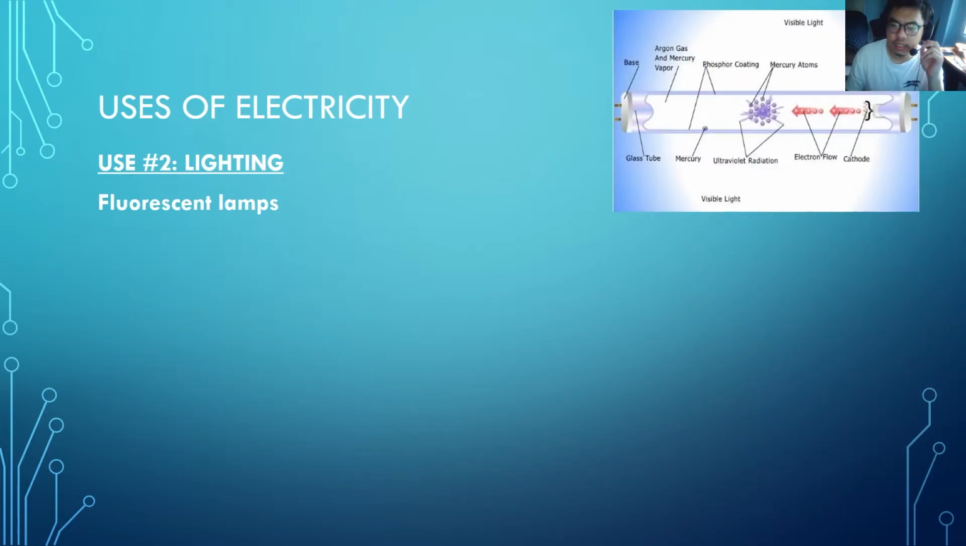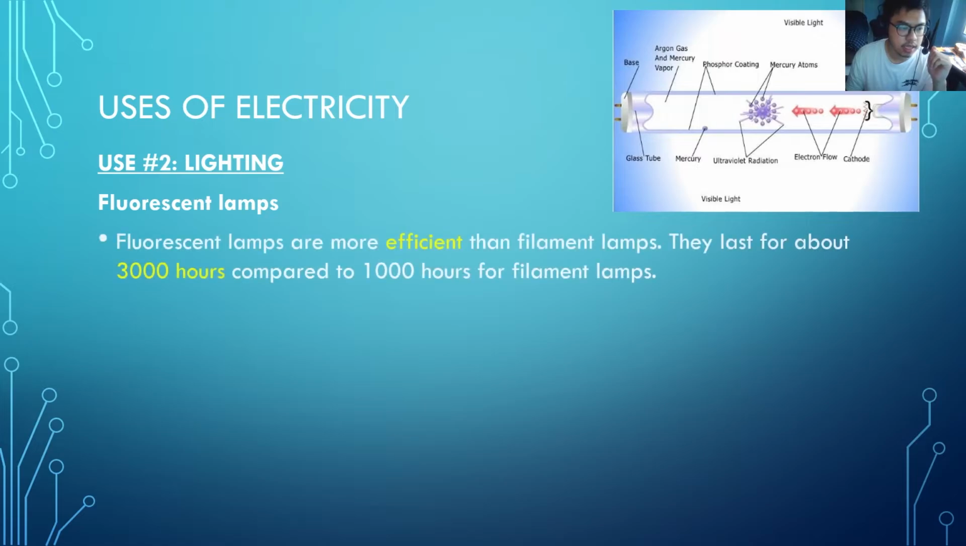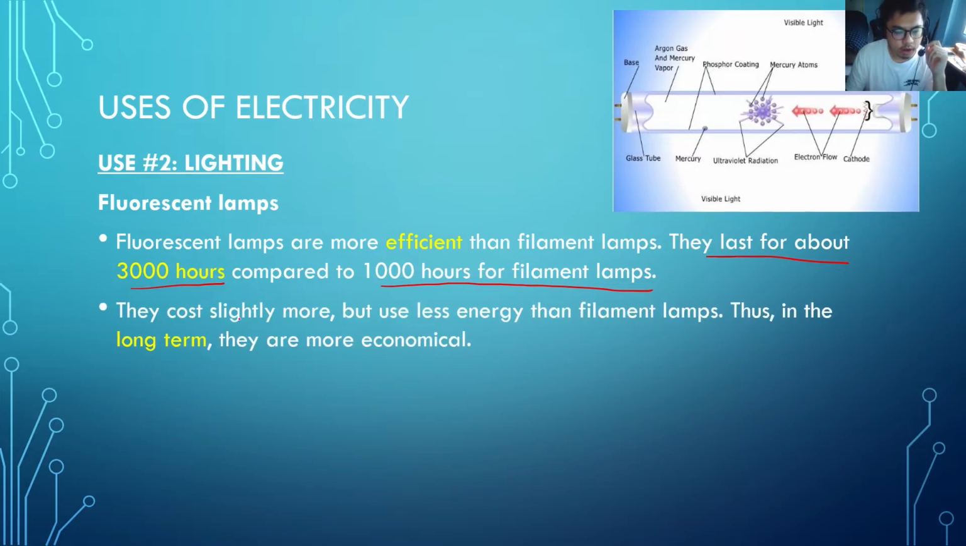Now, another appliance that we use to light up our houses is the fluorescent lamp. This is a more modern design. Fluorescent lamps are more efficient. That means they use less energy and therefore they can last for a longer amount of time. They last for about 3,000 hours compared to 1,000 hours for the filament lamps. They cost slightly more, so they're more expensive, but use less energy than filament lamps. Thus, in the long term, they are more economical. They save more of your money, save more energy.